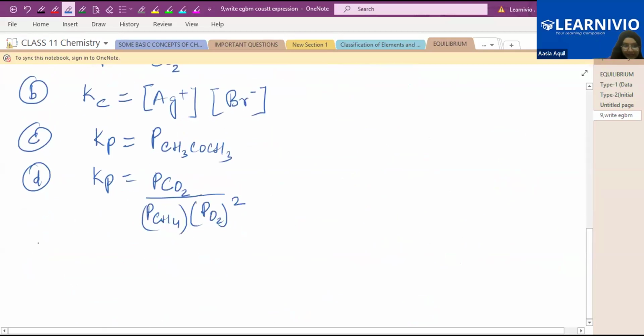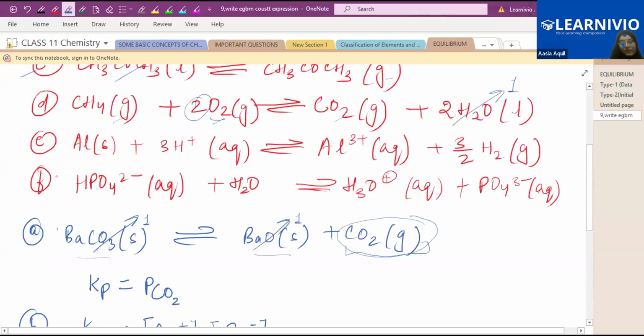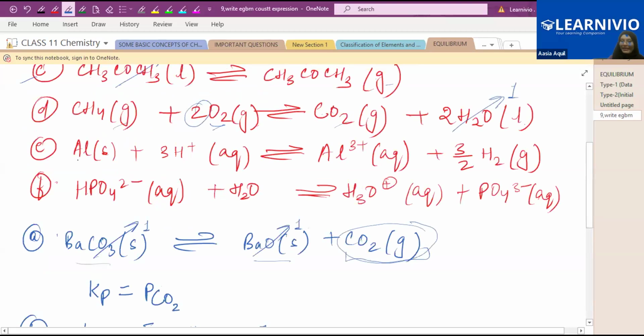Now, this is for the E. Now see the E1 part. So this is aluminium. Again, this is a solid, so you will take this as unity. This is aqueous, this is aqueous, this is gaseous, right? Now here, this reactant is in aqueous phase, and Al3 plus is in aqueous phase, but H2 is in gaseous phase. So you will not write Kp for that.